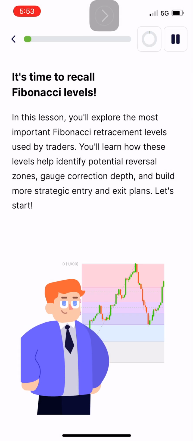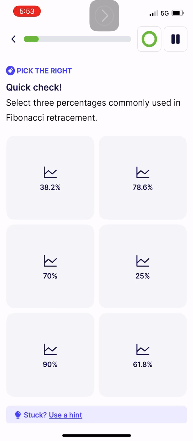It's time to recall Fibonacci levels. In this lesson, you'll explore the most important Fibonacci retracement levels used by traders. You'll learn how these levels help identify potential reversal zones, gauge correction depth, and build more strategic entry and exit plans. Let's start.